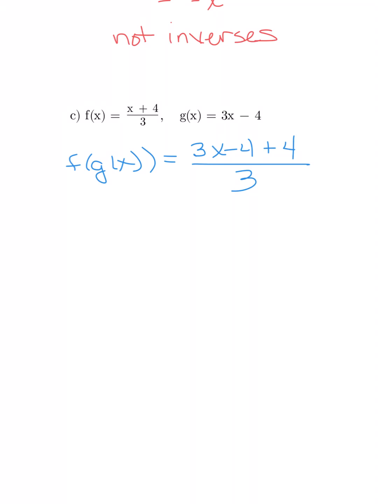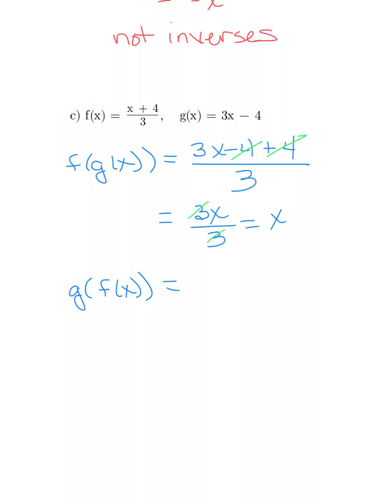Well, plus 4 minus 4 gives us 0. So at this point, we have 3x over 3. But 3 over 3 equals 1, so our composition of f composed with g simplifies to equal x. It's looking good so far for these to be inverses. We still have to do the other version of g composed with f of x.